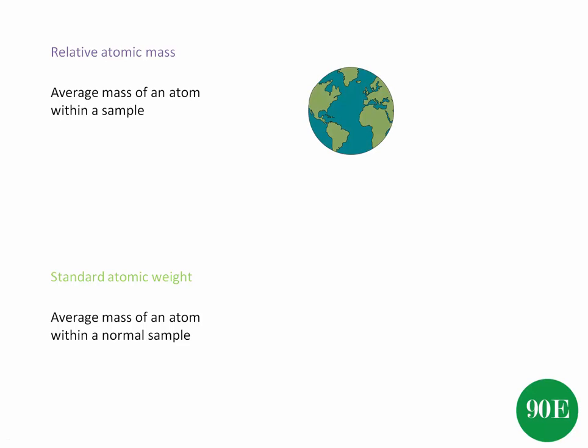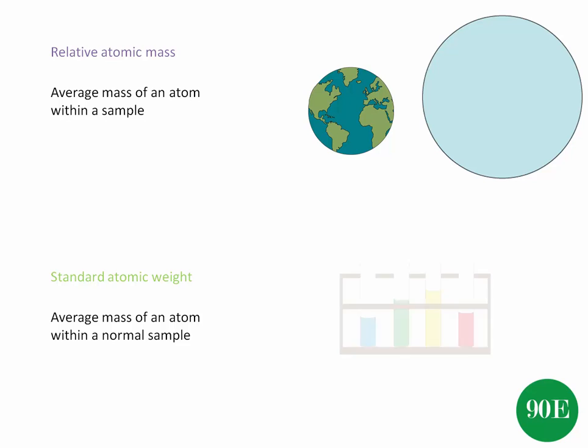So it could be from our planet, or it could be from outer space, say for instance from another planet like Uranus. The standard atomic weight, on the other hand, is the average mass of an atom that's from a normal sample. And by normal, we just mean something that you'd probably find in your science lab or in industry, something that hasn't been significantly changed.